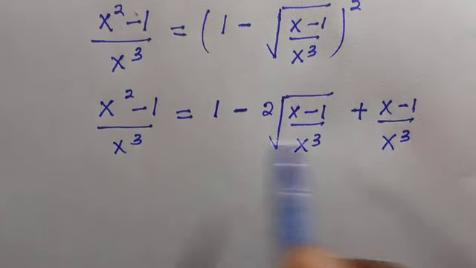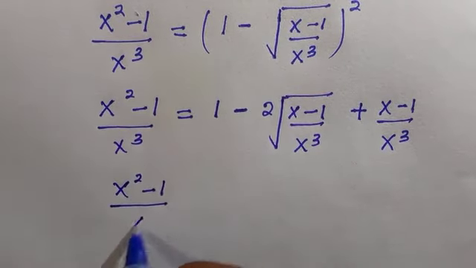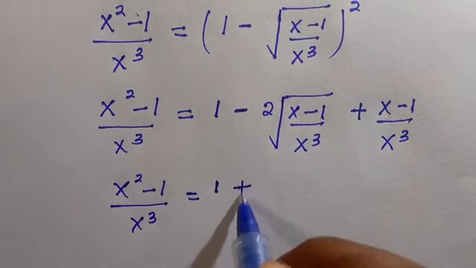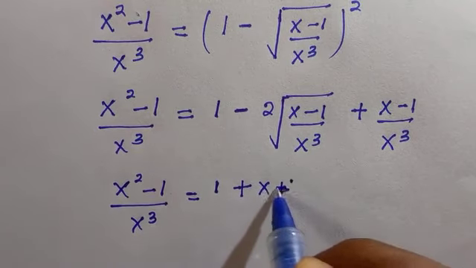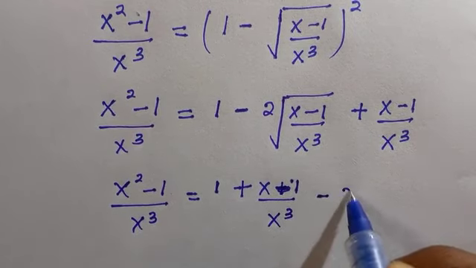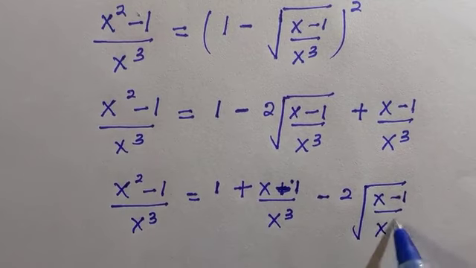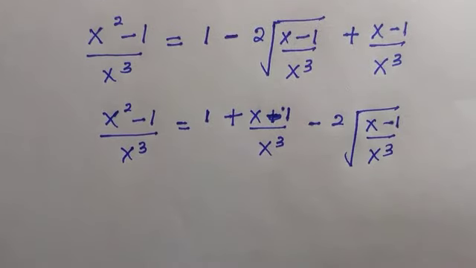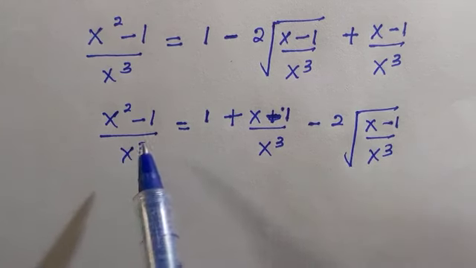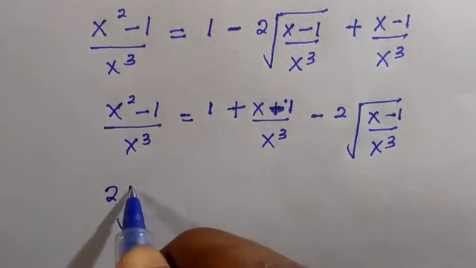And so we are combining 1 and x minus 1 over x raised to power 3 together. So we have x raised to power of 2 minus 1 divided by x raised to power 3 equals, there we have 1 plus x minus 1, divided by x raised to power of 3, minus 2 root x minus 1 divided by x raised to power of 3. And the next thing is, this minus 2 root x minus 1 over x raised to power 3, I will transfer it to the left hand side, whereas I will transfer x squared minus 1 over x raised to power 3 to the other side.